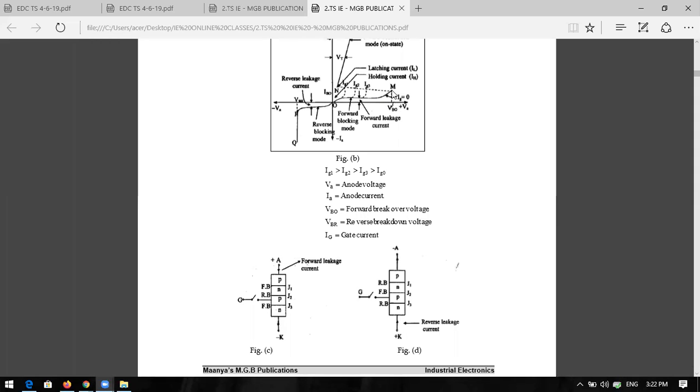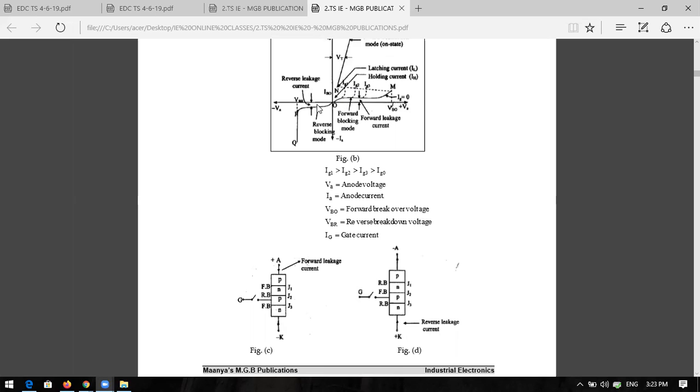After reaching this point, what will happen? It changes its direction, and after reaching some current, which is called the latching current, the device goes into the forward conduction mode. You can call this the forward biasing mode. This is all done in the forward biasing mode.